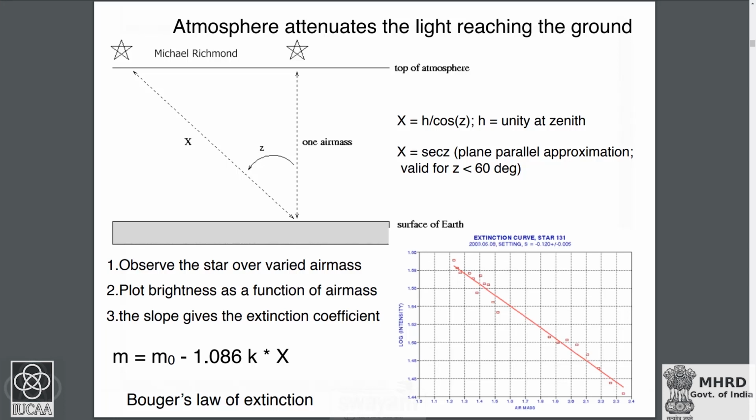To practically measure this attenuation, what we used to do is track a star from the horizon towards the zenith, derive the brightness of the source, and plot the brightness of the source as a function of air mass. The slope is nothing but the extinction in a specific filter. This is given by the famous Bouguer's law of extinction, which is given here.